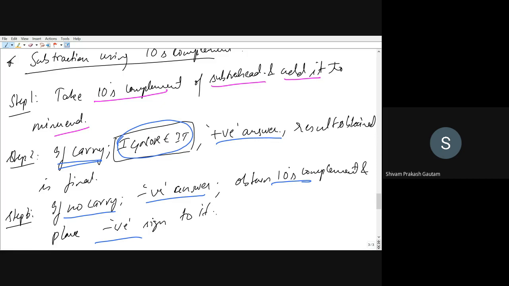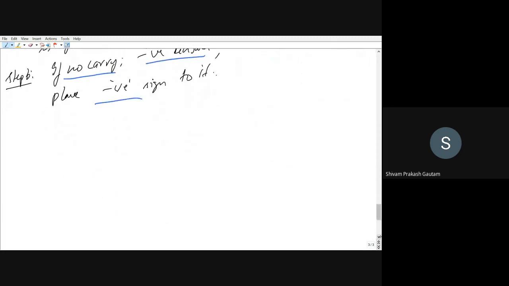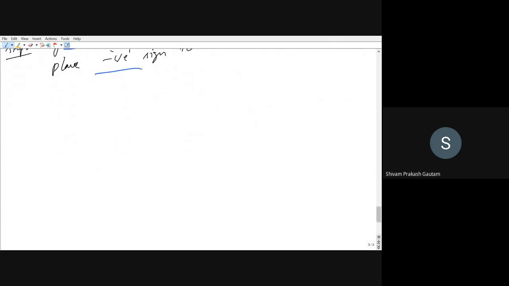Okay, so we will see some examples for this case as well. Subtracting using tens complement. 2928.54 minus 416.73. So you have to subtract these two numbers using tens complement. Normally we will do using decimal.